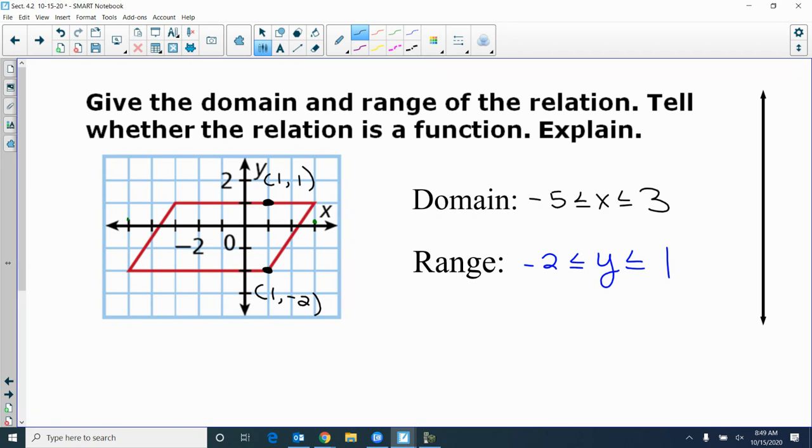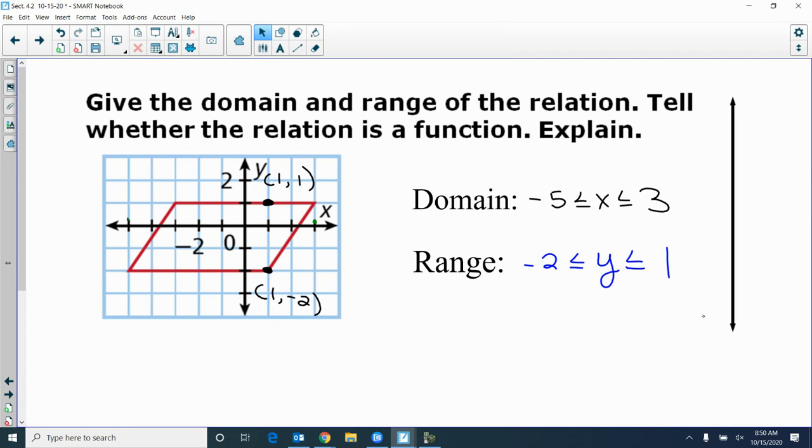They both have 1 as x. Yep, they both have 1 as an x. One goes to 1 and one goes to -2. Now, here's a test that we're going to go over here in a second.